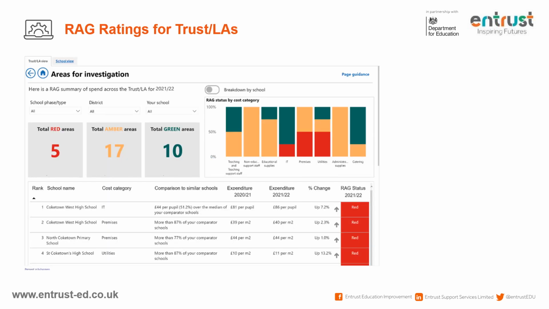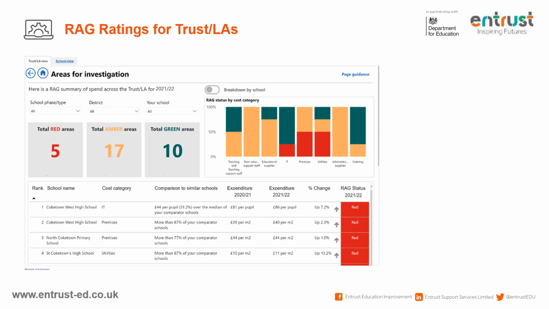Red, amber, green ratings can be found in the Trust/LA view for areas for investigation. The number of red, amber, and green ratings is summarised in the grey areas at the top. This is very useful for multi-academy trusts and local authority level, as it will summarise by cost category. If the breakdown by school toggle is selected, each school can be identified and drilled down into separately.